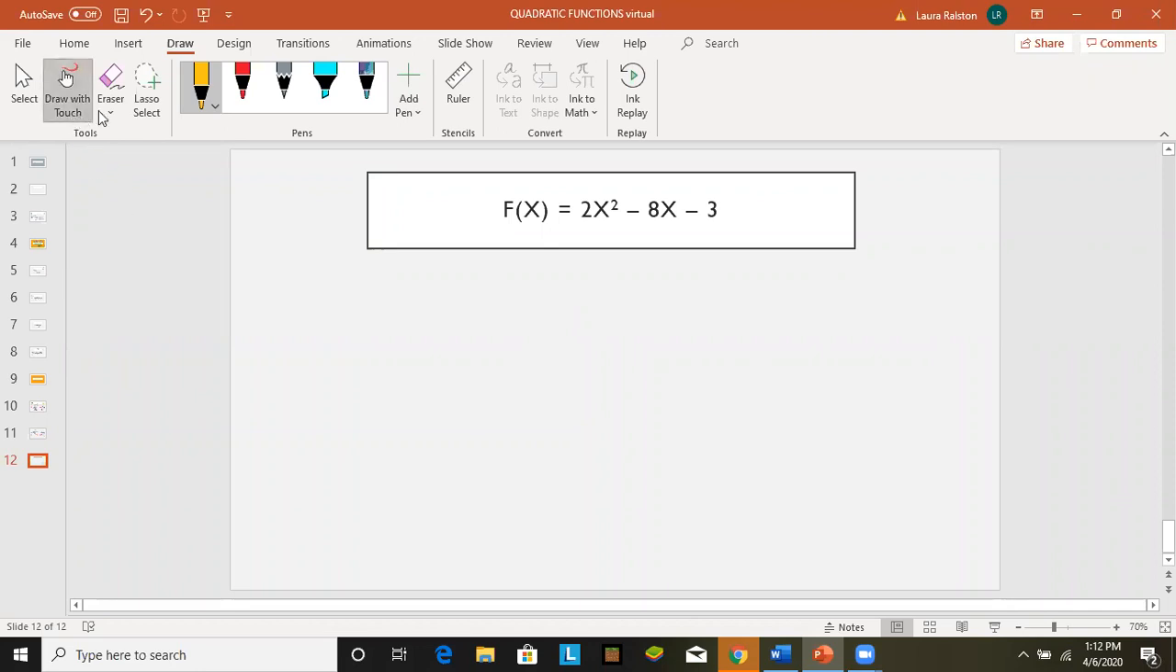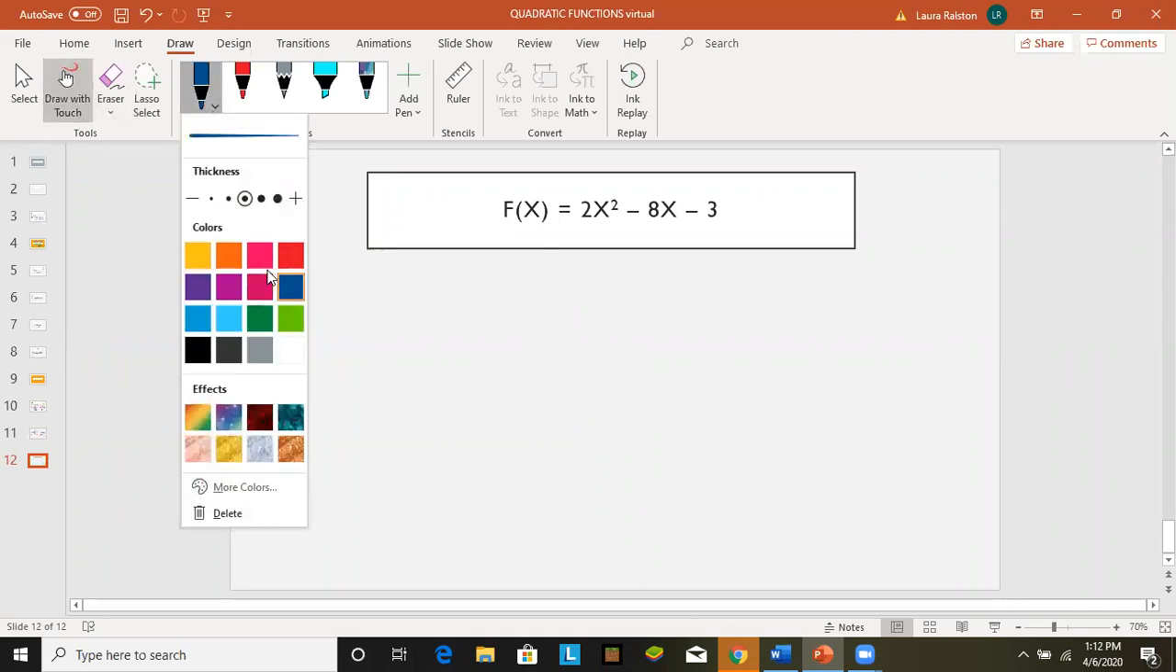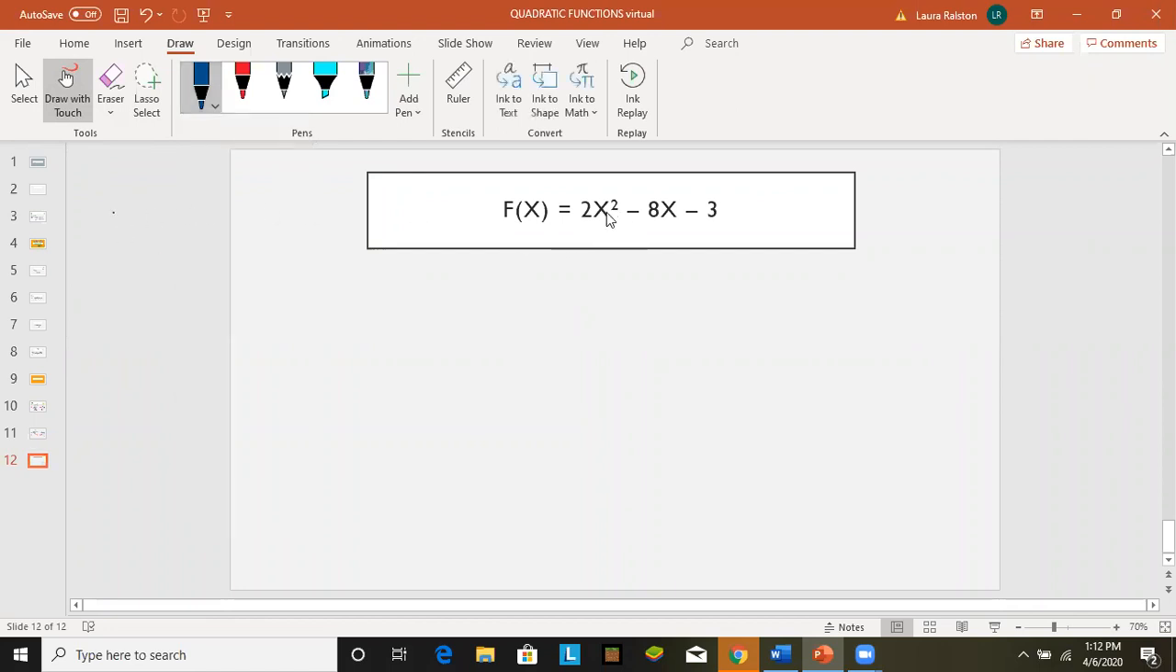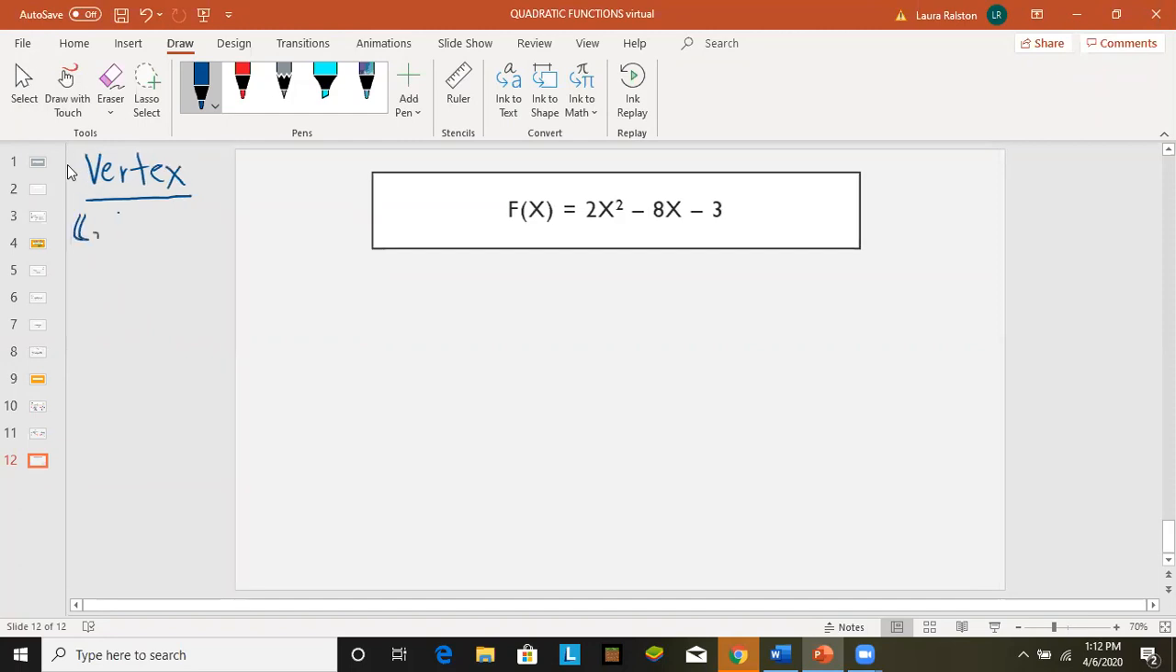So the function that you're given here is f of x equals 2x squared minus 8x minus 3. And again, I initially recognize it as a quadratic because it has that high exponent of 2. And again, it really doesn't matter where I begin, but I tend to begin with the vertex. I'm going to find my vertex using the formula. I don't suggest that you do it any other way. Guys, a lot of this is plugging and chugging.